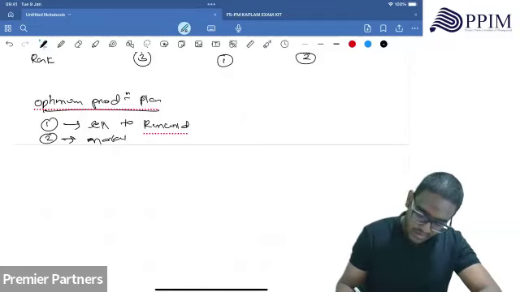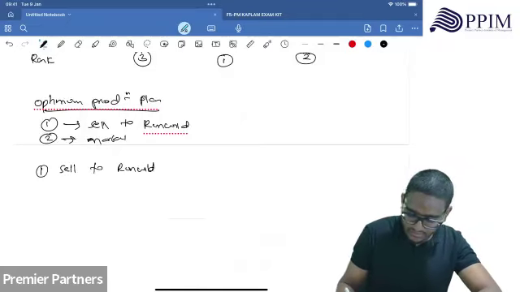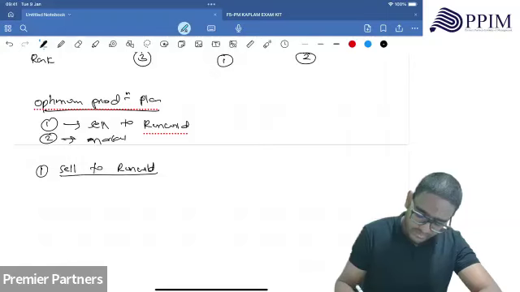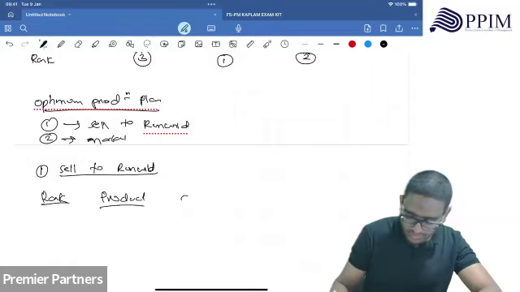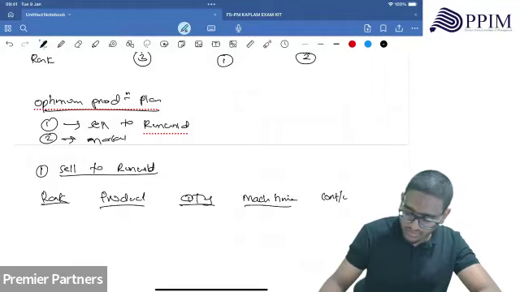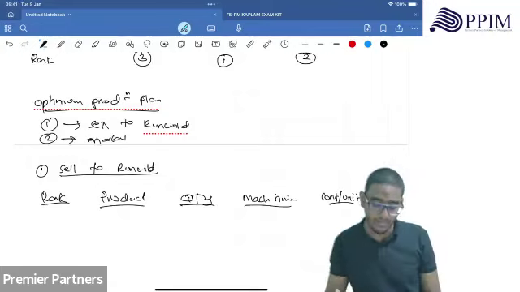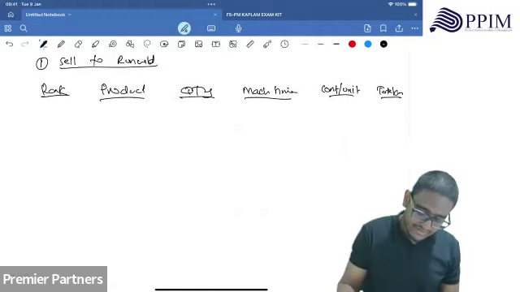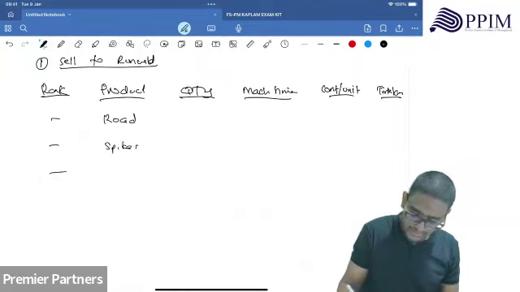So what you can do is first you're going to sell to Runwild. So when you sell to Runwild, right? There is no ranking. We are ignoring the ranking. We have the product, we have the quantity, right? We have the machine time. Then we have the contribution per unit and total contribution. Okay, so no rankings here. Product is road, spikes and trail.